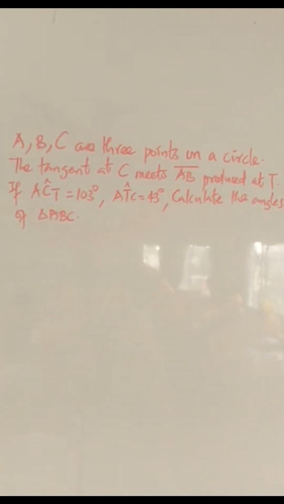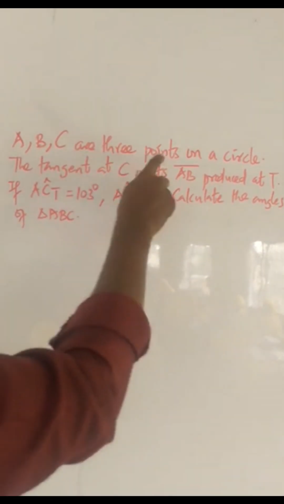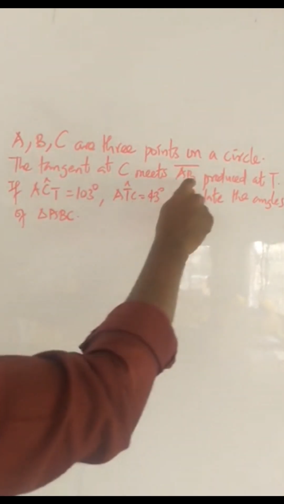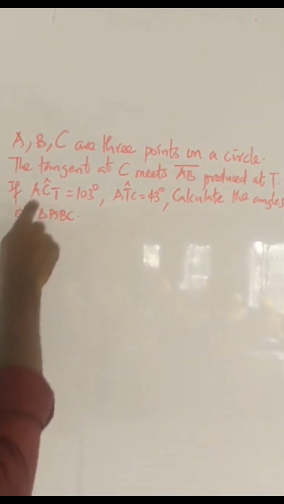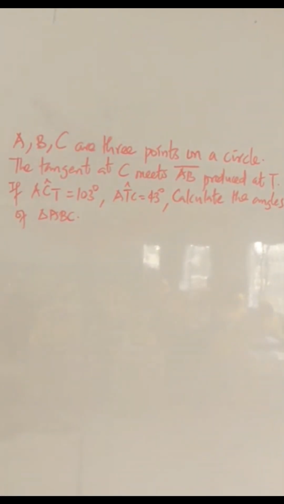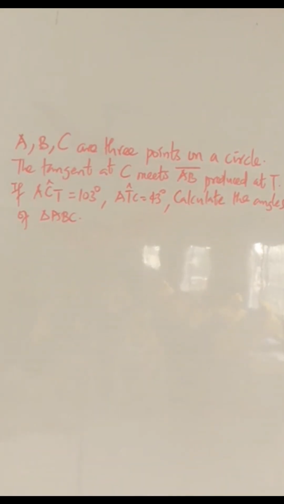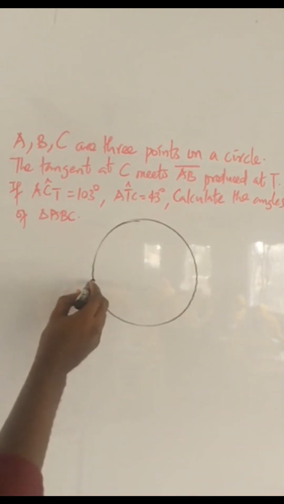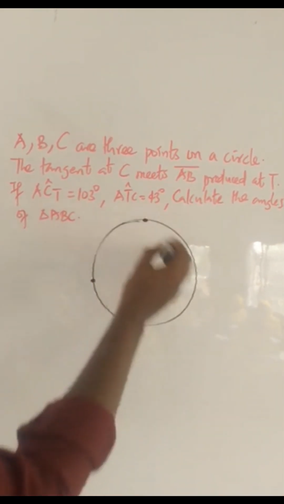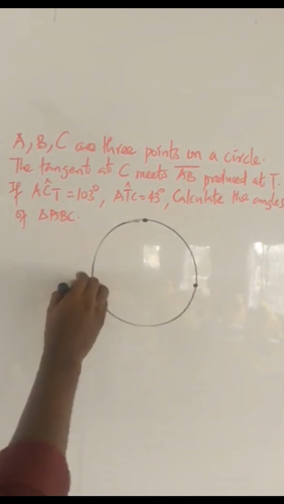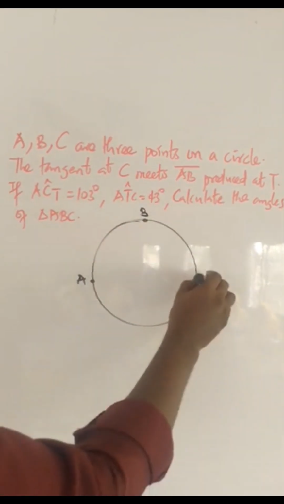In this question, ABC are 3 points on a circle. The tangent at C meets AB produced at T. If ACT is this, ATC is this, calculate the angles of triangle ABC. So let's sketch the diagram to get a better view of the question. Say this is a circle. We have points ABC. Just pick any 3 points, A, B, C. Let us join the 3 points.